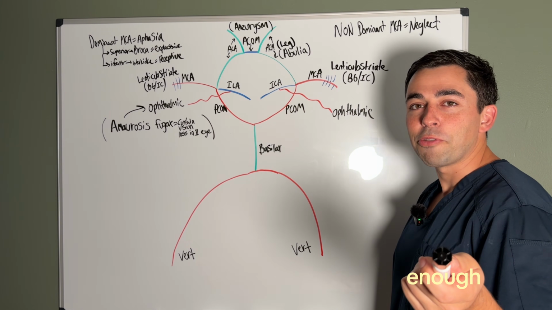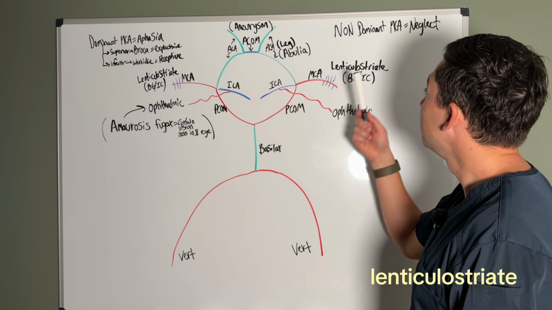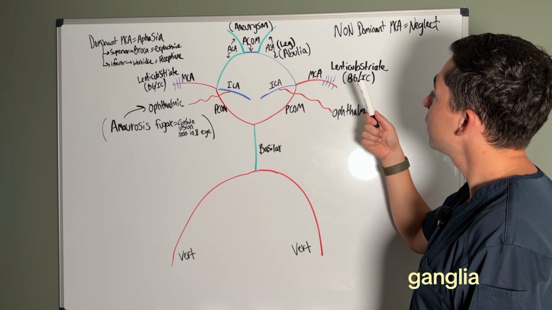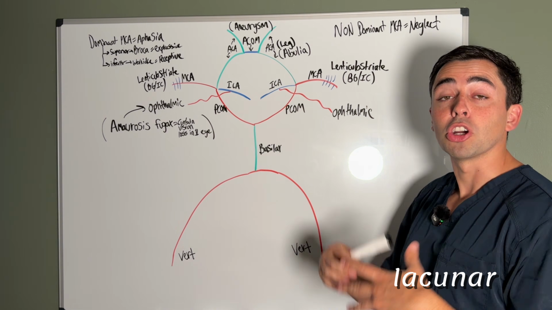Okay, if that wasn't enough for the MCA vessels, they also give off the lenticulostriate vessels, which supply your basal ganglia and your internal capsules, which cause lacunar infarcts.